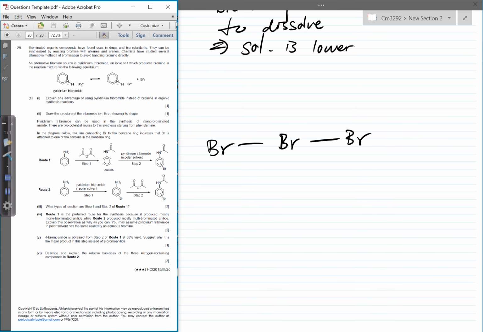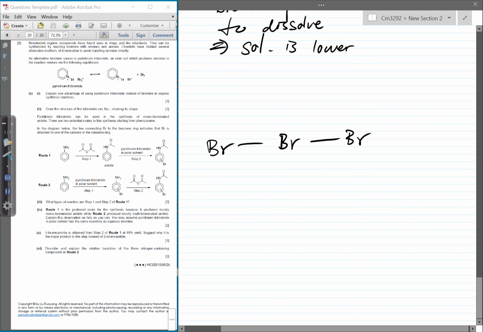First part, explain one advantage. This is not really a chemistry question. They already told you that bromine is toxic, they say avoid handling bromine directly, which means bromine must be toxic. And we know that bromine is a liquid, and pyridinium tribromide is an ionic salt, which means it's solid. So handling solid is easier than handling liquids. So that's the answer for part 1.